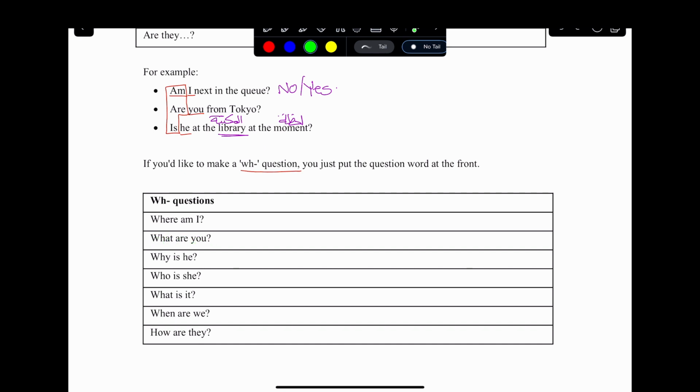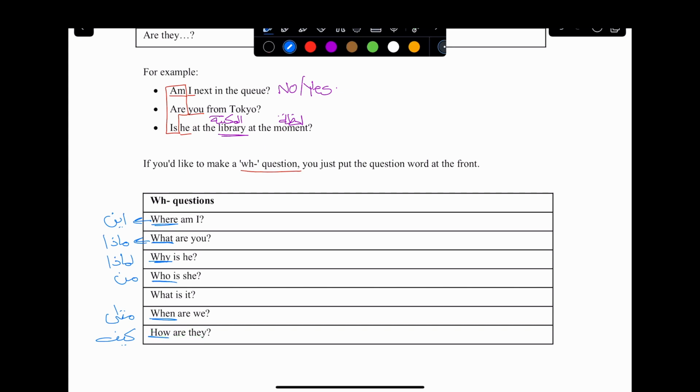What are you? So where أين، what ماذا، why لماذا، who من، when متى، how كيف. So where am I? What are you? Why is he? Who is she? What is it? When are we? How are they?